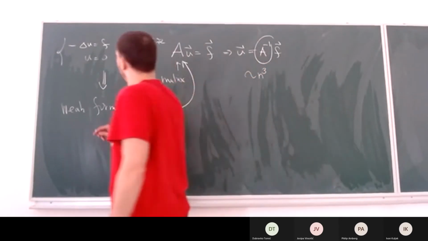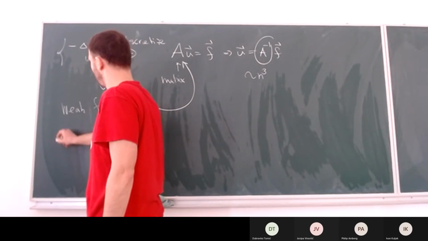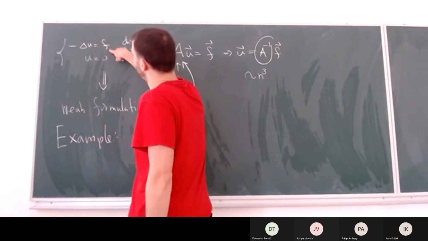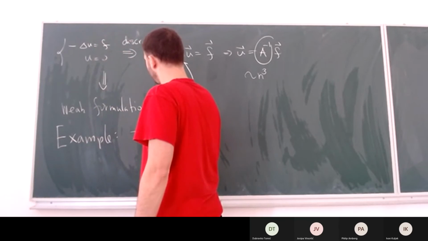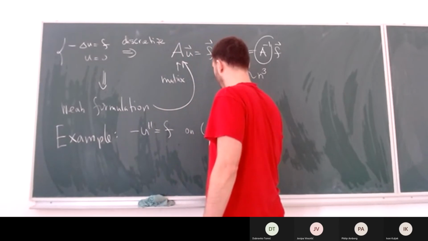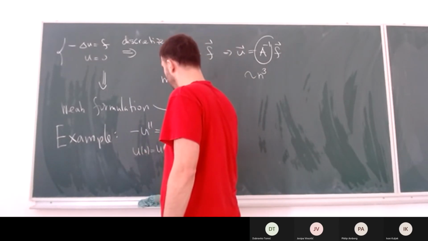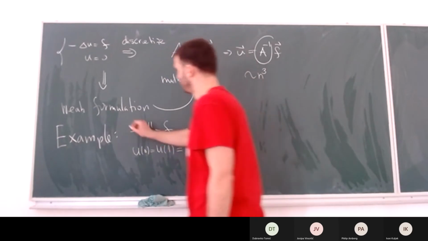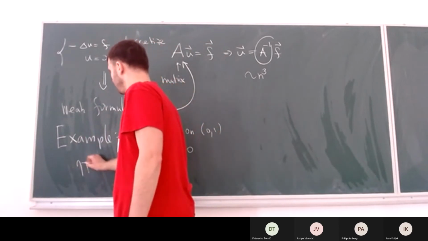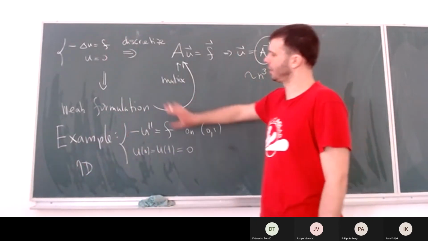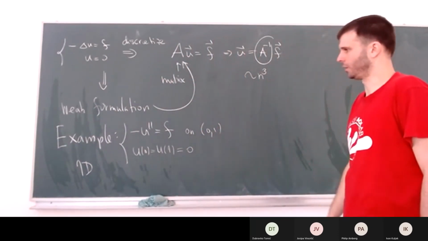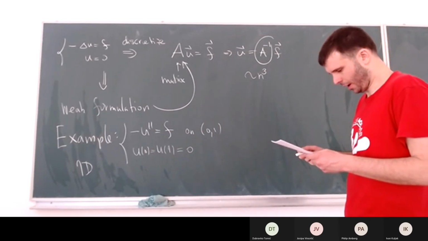Maybe we can start concretely. Okay, so example. We'll work on this problem, but in one dimension. So minus u prime prime is equal to f on (0, 1), and u of 0 is equal to u of 1 is equal to 0. So this is basically in any dimension, and this is in 1D. Example 1D. And for this 1D problem, we'll construct the weak formulation, we'll construct this matrix, and we'll show the basic implementation of finite elements. Okay.